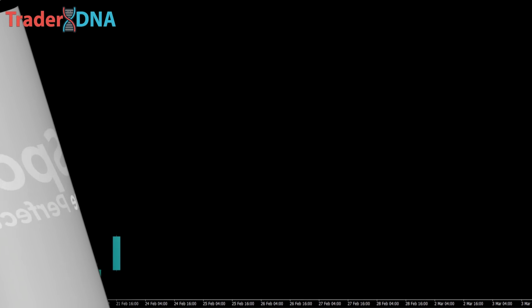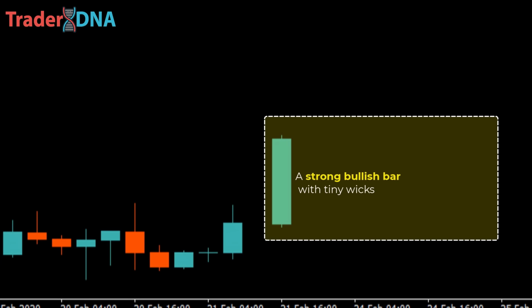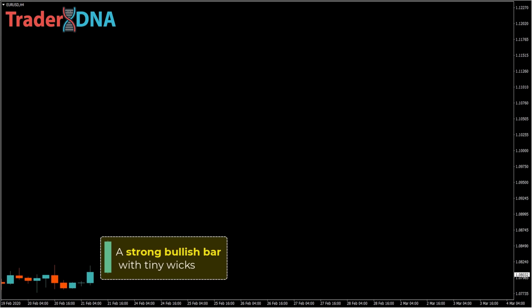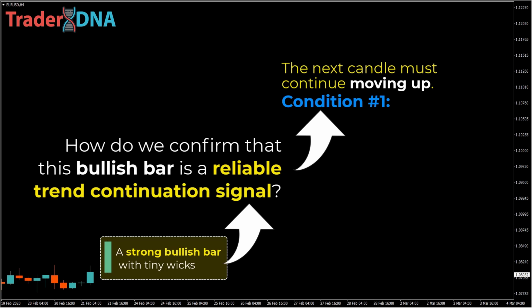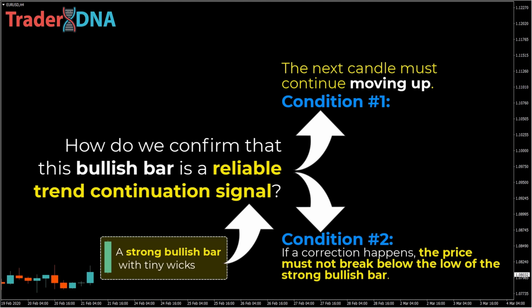Look at this chart. What do you see? A strong bullish bar with tiny wicks both at the top and bottom. This signals that buyers are aggressively pushing the price higher. Now, how do we confirm that this bullish bar is a reliable trend continuation signal? 2 critical conditions must be met. Condition number 1, the next candle must continue moving up. Condition 2, if a correction happens, the price must not break below the low of the strong bullish bar.